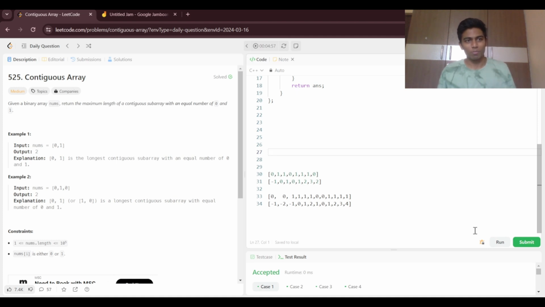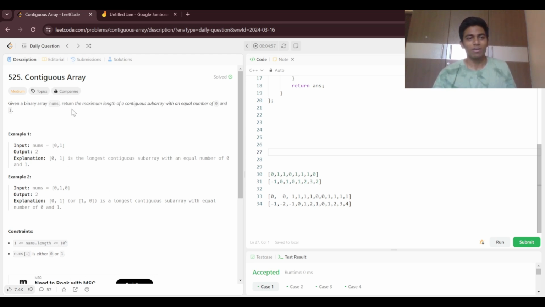So today we are going to be looking at the LeetCode question, which is Contiguous Array. In this particular question we have a nums array which contains binary integers, so each can be either 0 or 1, and the range of length is 1 to 10 power 5. That means we need to solve this in big O of n or big O of n log n so that it will be accepted.